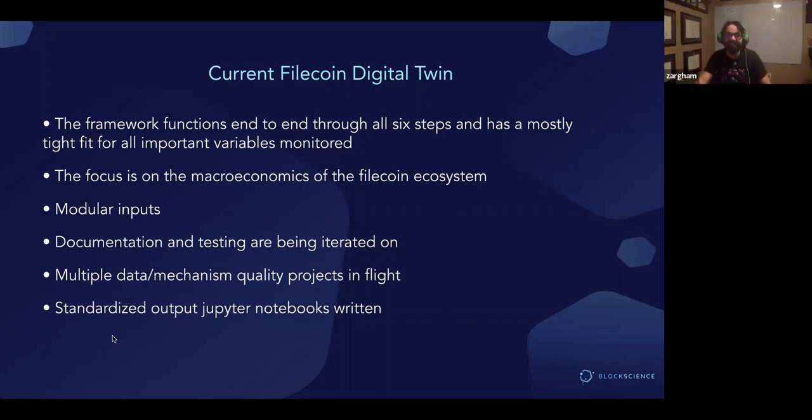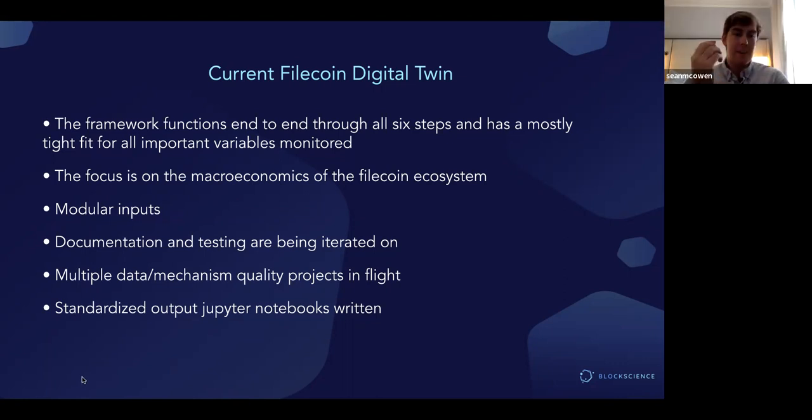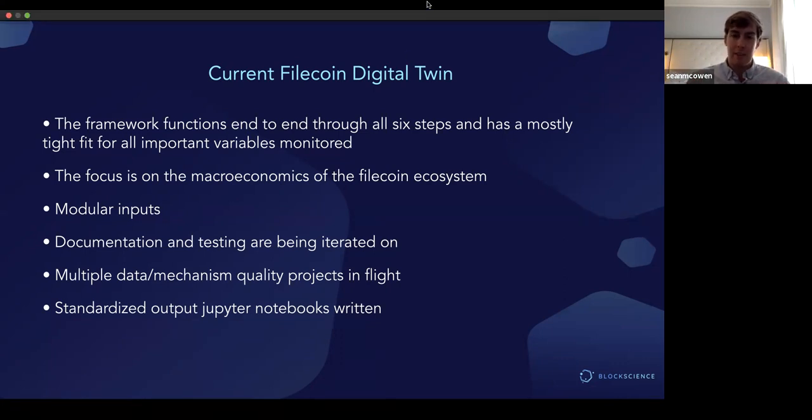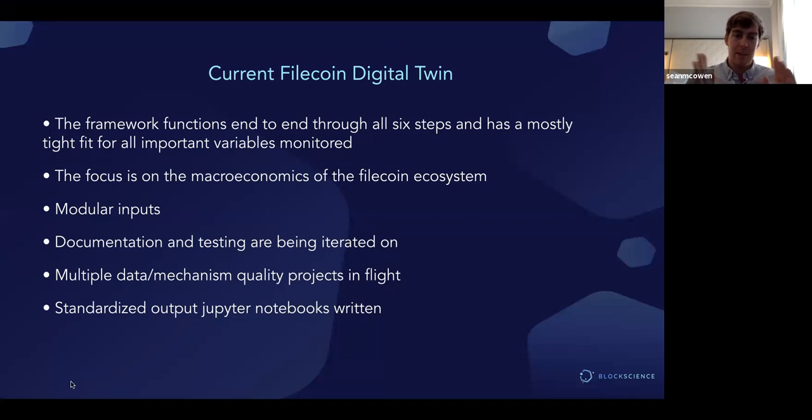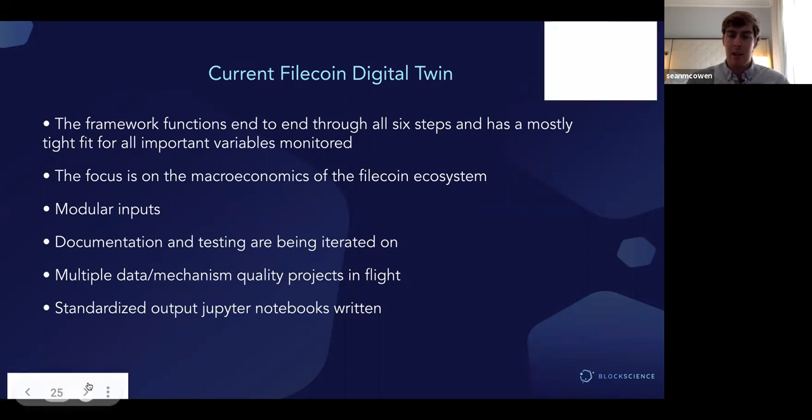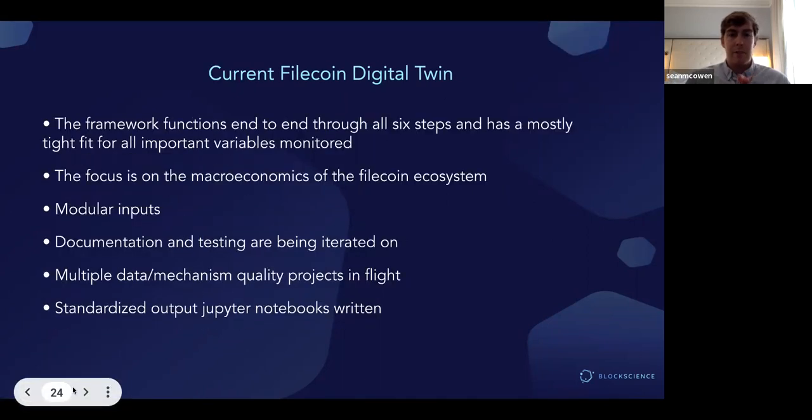But the last two things that are happening: there are lots of data and mechanism quality projects over the long term. I'm anticipating that we'll be able to get this back test, it's already very close, to nearly touching at all points. And then also we have standardized Jupyter notebook outputs that are being run, and in two slides, I'll show that. And that's just nice.